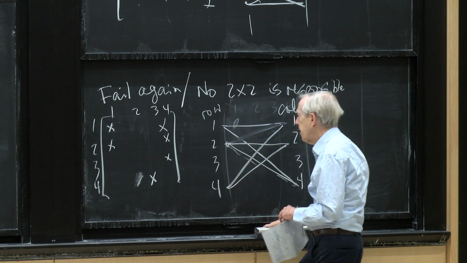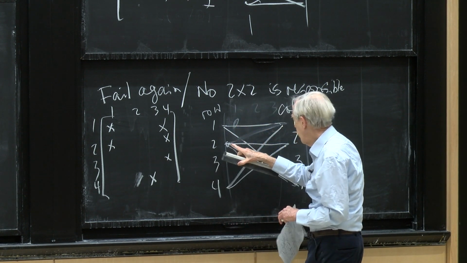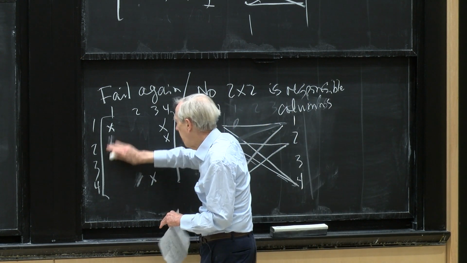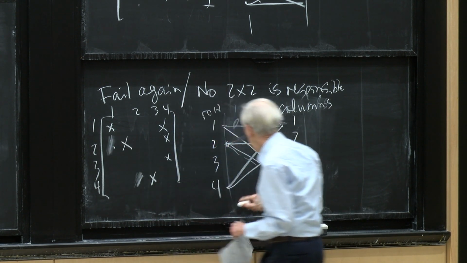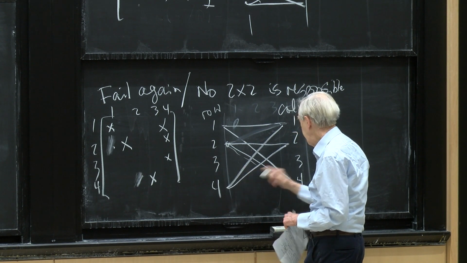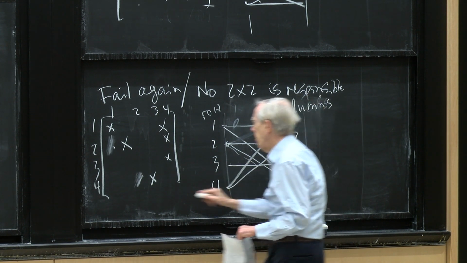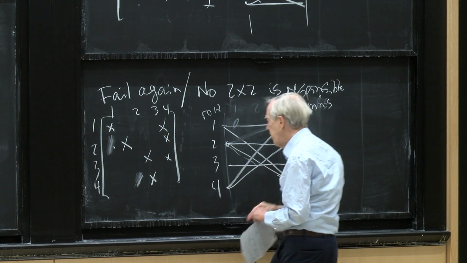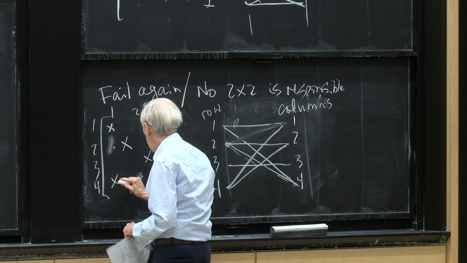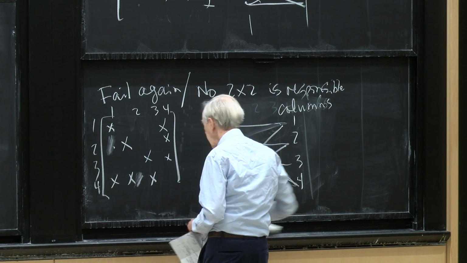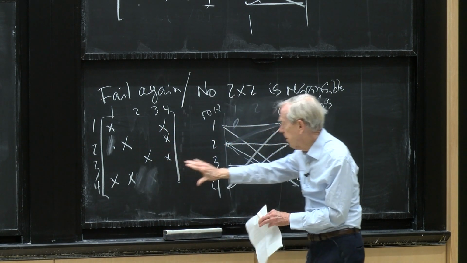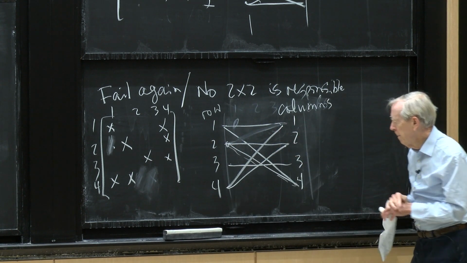So 1 is connected to 1 and 4. That's right. 2 is connected to 2 and 4. 3 is not connected to anybody. Let's put that one in. And 4 is connected to 1 and 2. Okay, I believe this. I believe that picture goes with that picture.